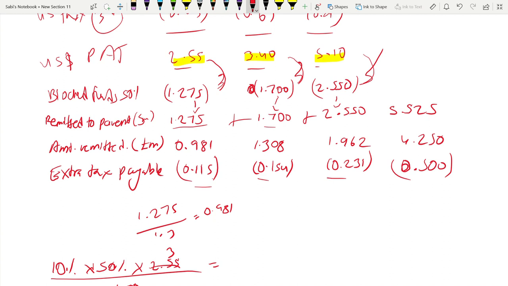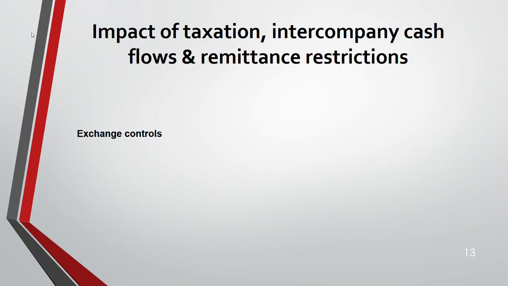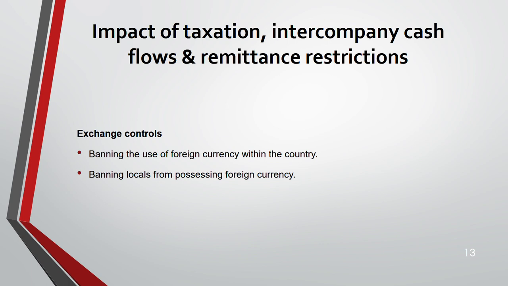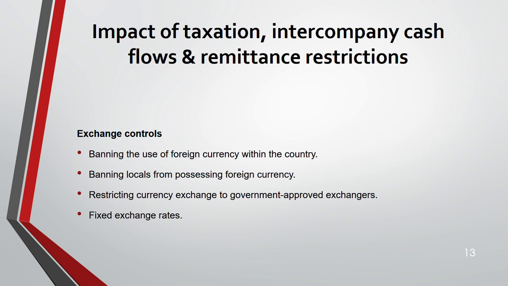Now we'll be moving on towards the exchange controls. Now we are moving to exchange controls, and this question is for the discussion theory part, not calculation. Okay, there will be some exchange controls that might happen. For example, the government might ban the use of foreign currency within the country, or they might ban locals from possessing foreign currency, or governments might restrict currency exchange, right? Restricting currency exchange to government approved exchanges. Exchange rate might be fixed, or there might be restrictions on the amount of currency that could be imported and exported. If this happens, then the tax and everything changes.